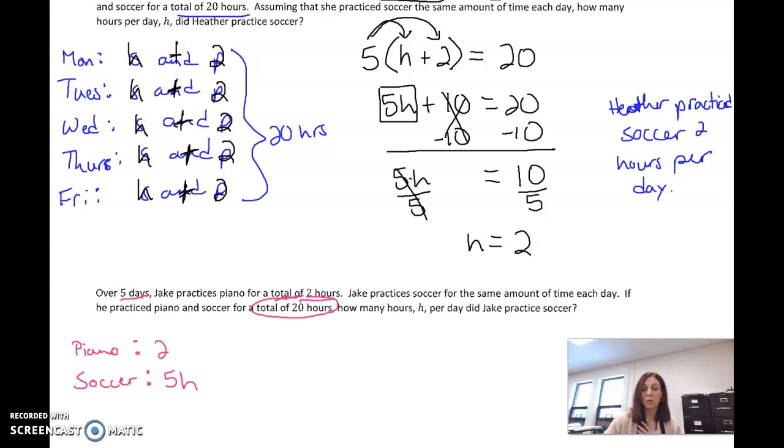So again, if we have our total of 20 hours here, I'm going to put the 5H first. He practiced soccer 5 days times so many hours plus a total of 2. And that's going to equal our 20 hours.